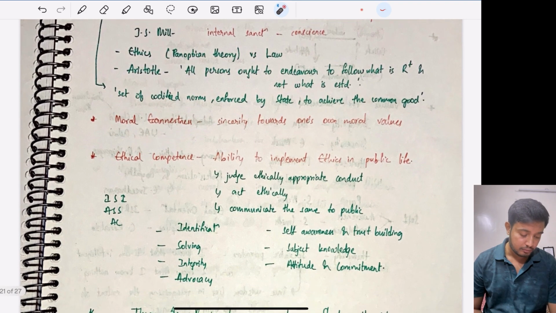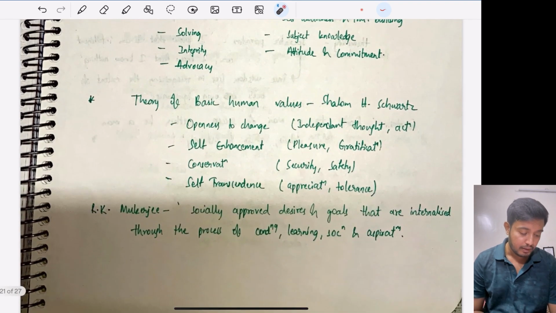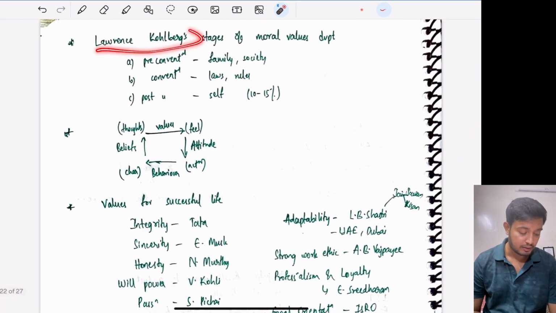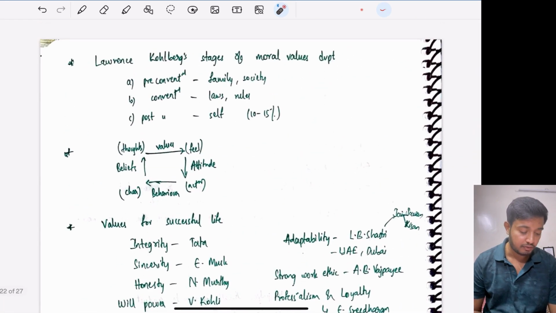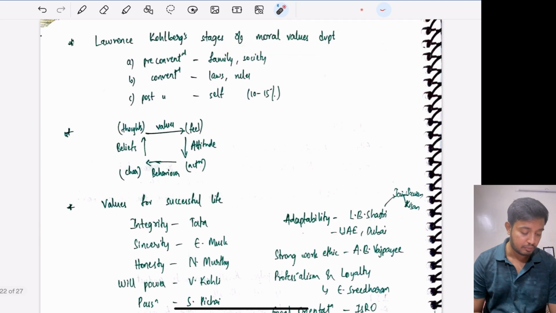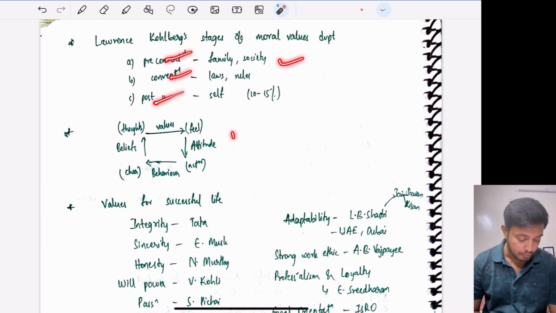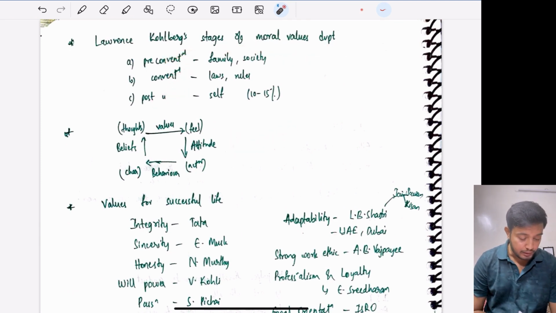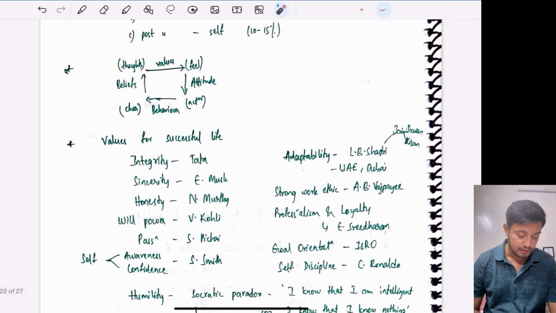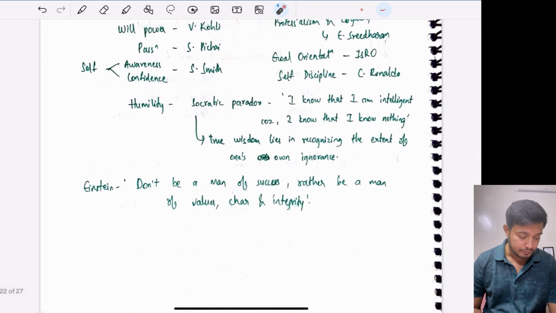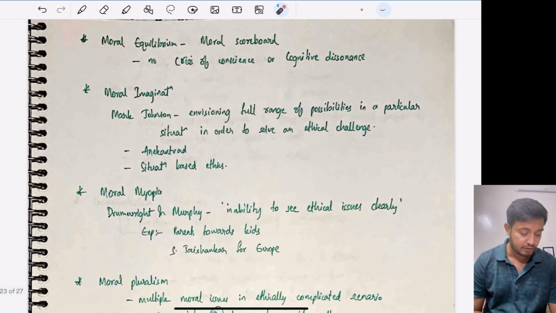Again, Lawrence Kohlberg's stages of moral values development, which are taught as pre-conventional, conventional, post-conventional. Some diagrams you can prepare beforehand itself. From beliefs you develop values, from values you develop attitude. This is actually for the attitude part, which will be coming in the later part. So values also will be dealt with later. Such kind of innovative topics you can think of.